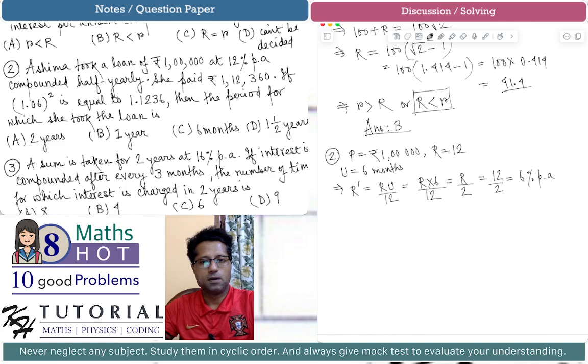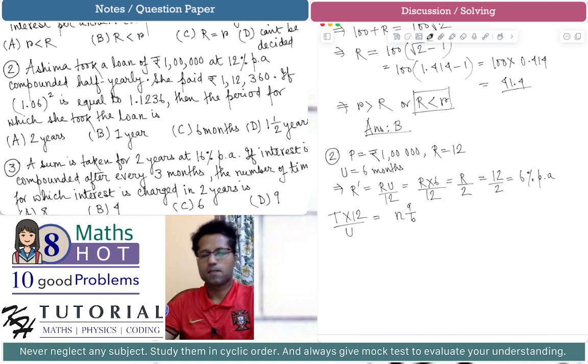Okay. We need small n. Now we must take t multiplied by 12 divided by u, and express this as the mixed fraction n and a by b. A by b is the fraction and n is the whole part. Whatever the value of t multiplied by 12 divided by u, we have to express as the mixed fraction n and a by b, because we need n and a by b in the general formula.